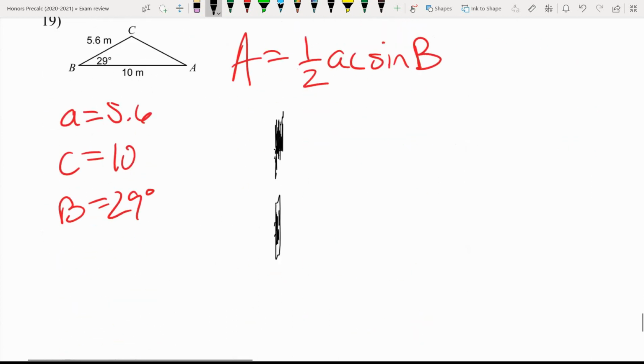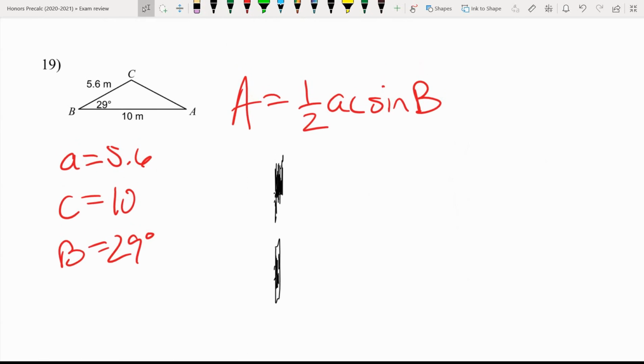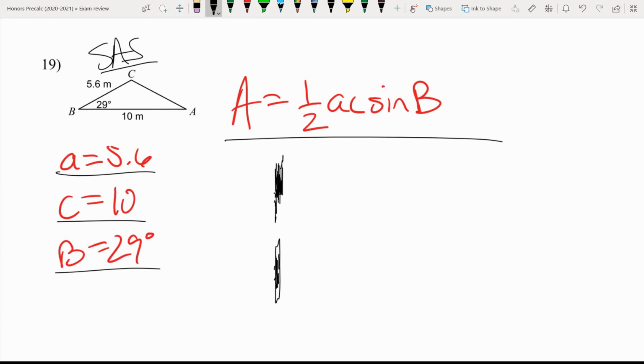And finally, this one, we're given side A, side C, and angle B. It's an SAS situation, which ends up being that we have formulas for this, for area of a triangle if we're given a side angle side situation. And this is our formula, 1/2 AC sine of B. Basically just plug those numbers in if that's your situation. So part of it is just recognizing that that's your situation.